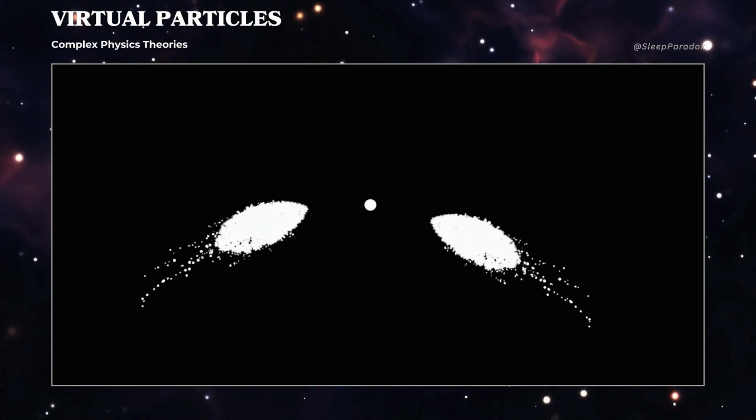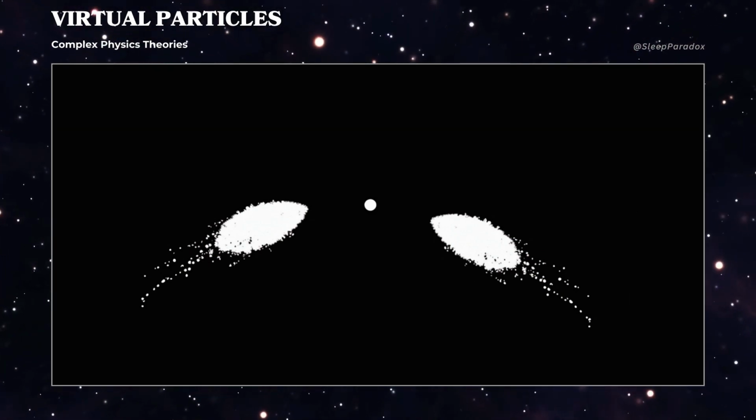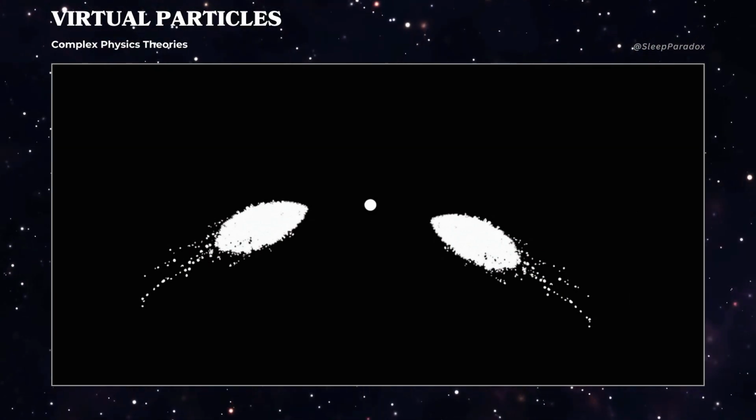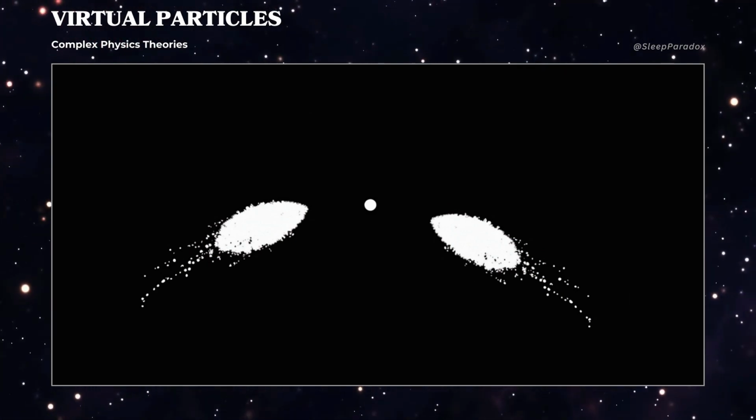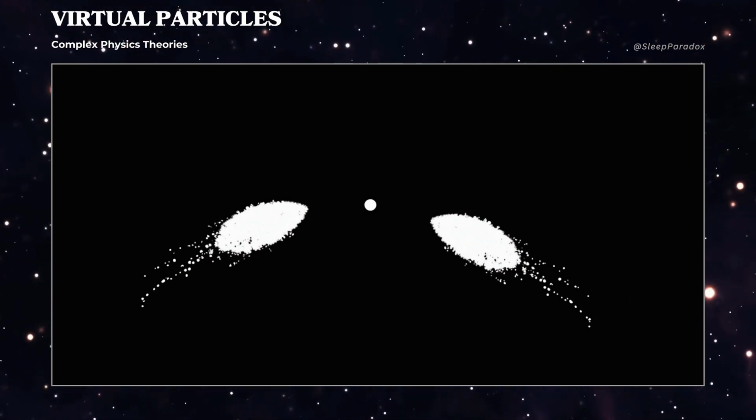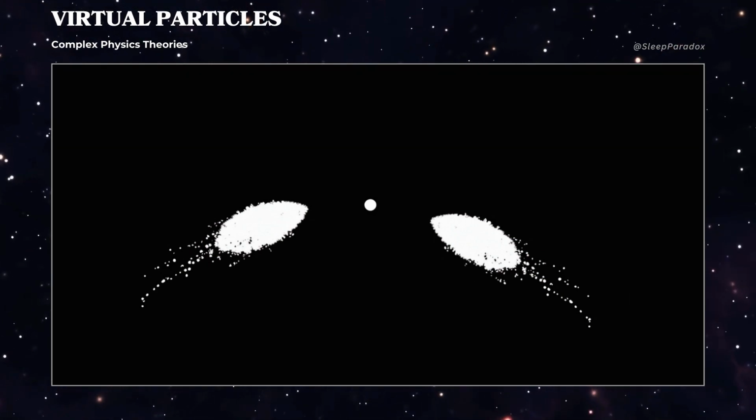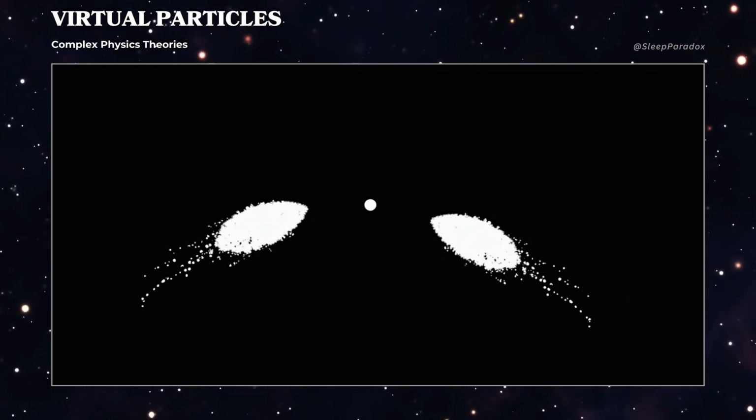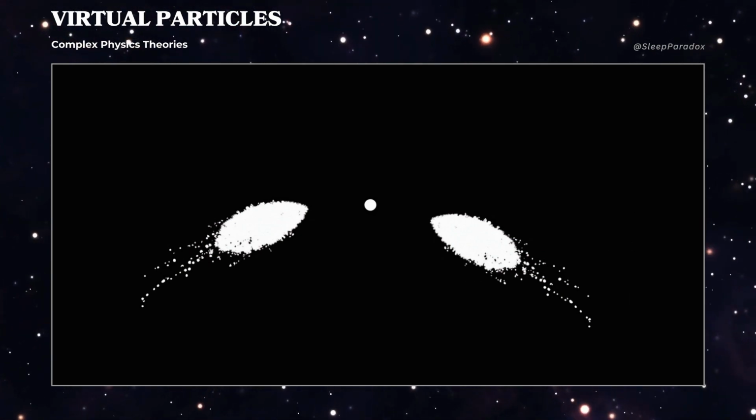In fact, the probabilities for these processes are calculated using diagrams called Feynman diagrams. In these diagrams, the straight lines represent real particles, and the internal lines, often loops or wavy connectors, represent virtual particles. Virtual particles are not just limited to electromagnetism. They appear in all quantum field theories.